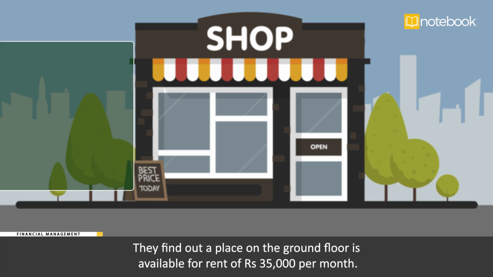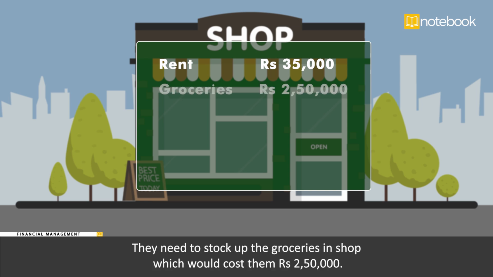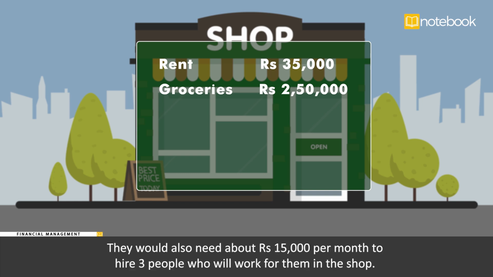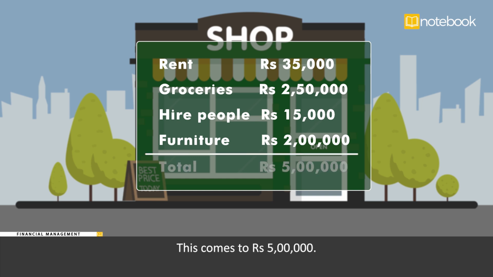They find out a place on the ground floor is available for rent of Rs 35,000 per month. They need to stock up the groceries in the shop, which would cost them Rs 2,50,000. They would also need about Rs 15,000 per month to hire 3 people who will work for them in the shop. They would need to pay Rs 2 lakhs for the furniture, fridge, and other equipments. This comes to Rs 5 lakhs.